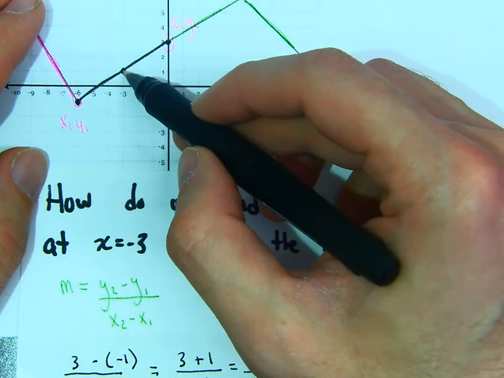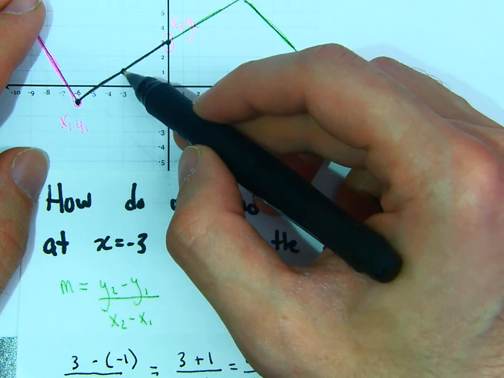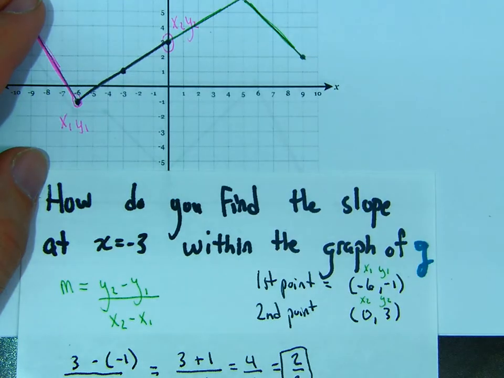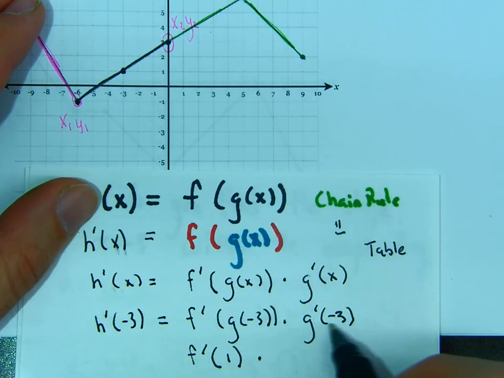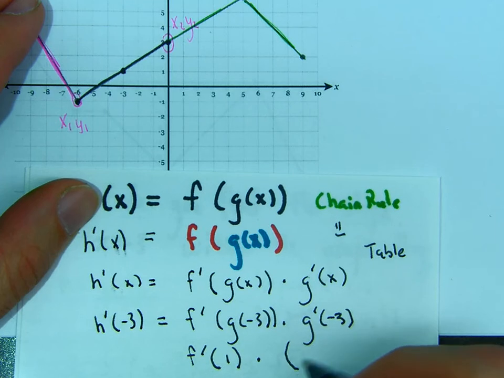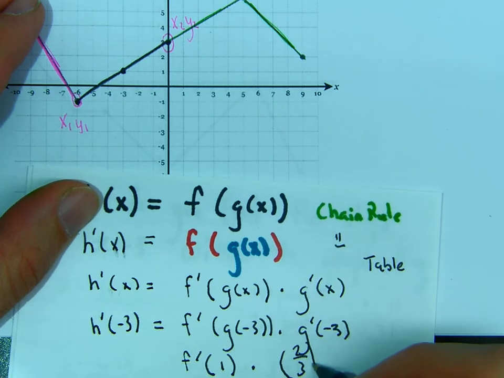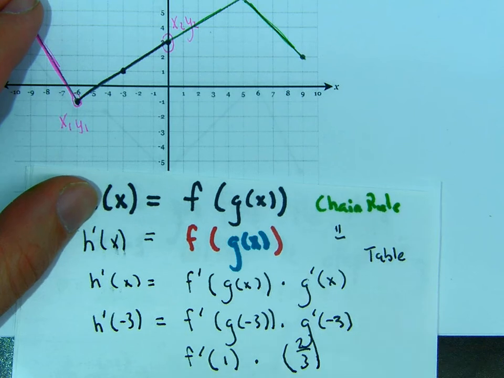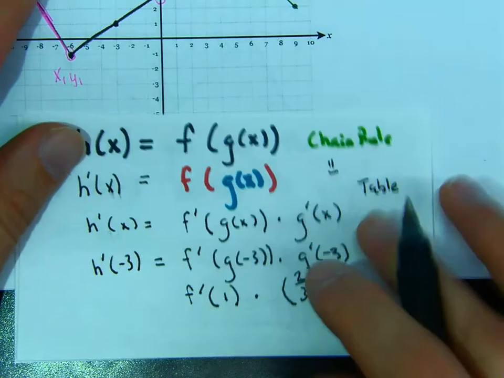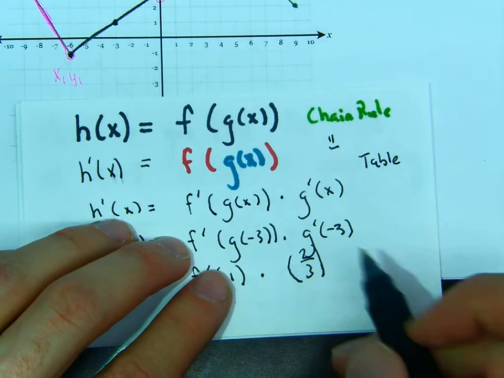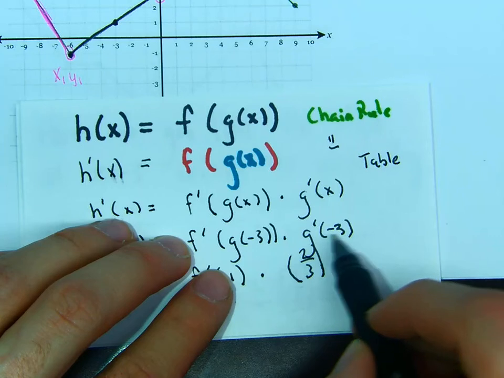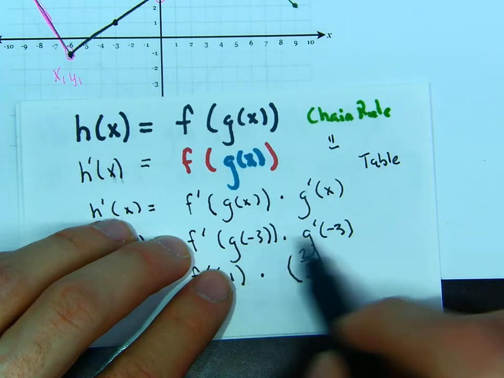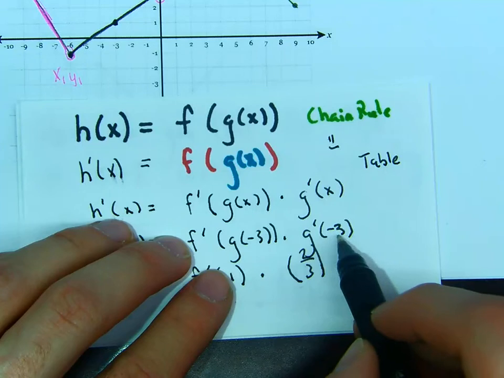But it also represents what the slope will be at -3, which is finding out what g prime of negative 3 is. G prime of negative 3 is going to be 2 over 3 because this represents the slope at negative 3. All right, so now we did this part where we found g of negative 3, which was the y value at negative 3. We found the slope at negative 3, which defines the derivative at negative 3 for g.